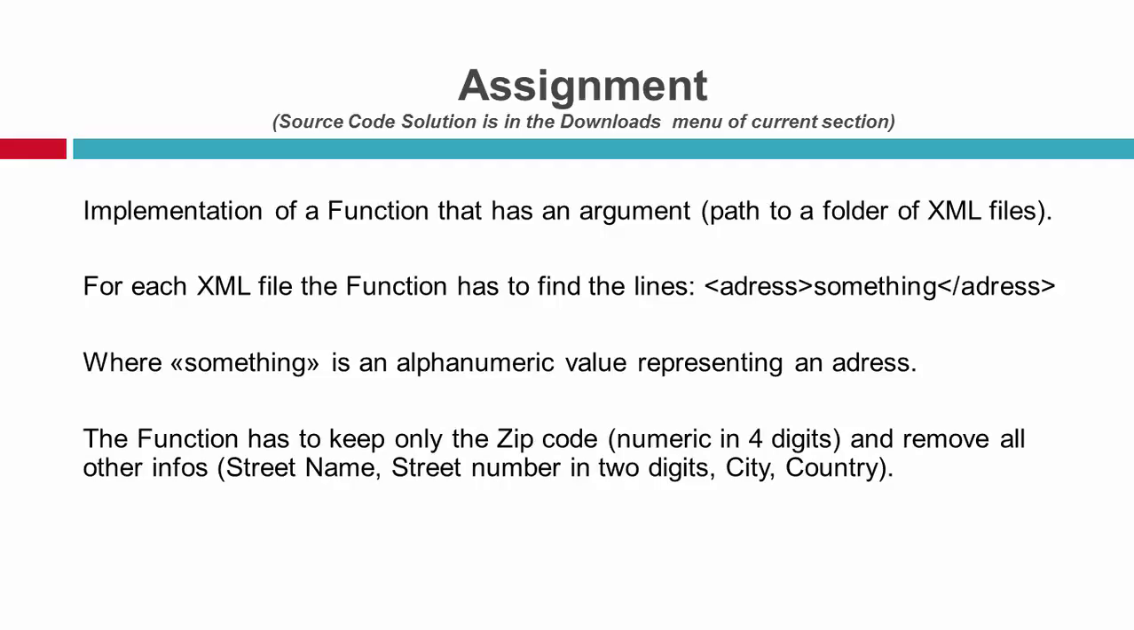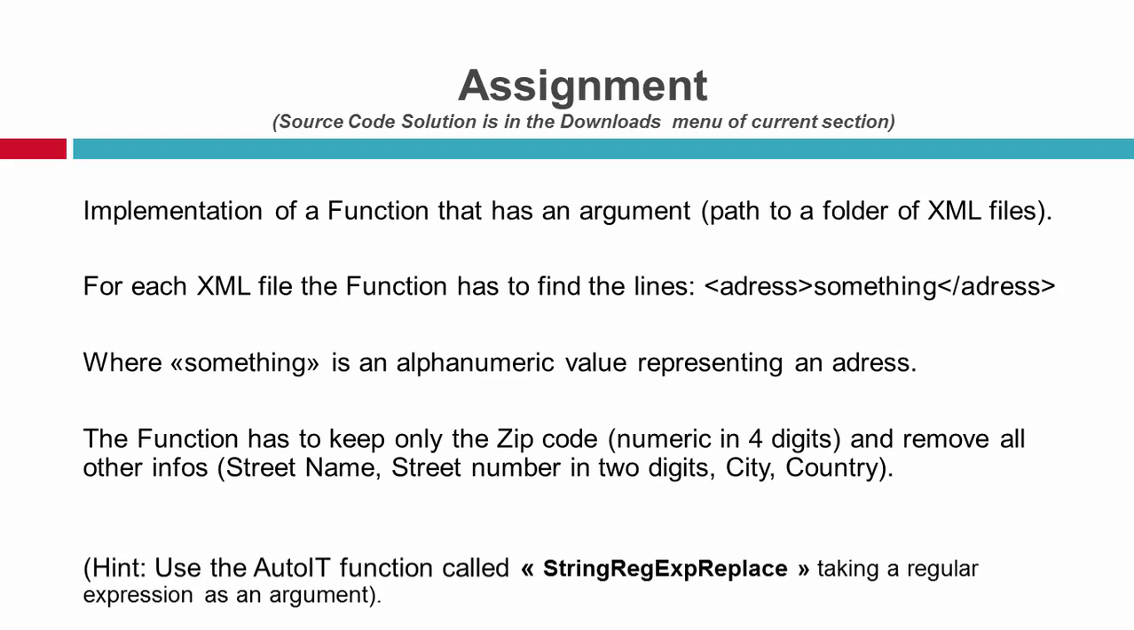So first of all, you have to implement a dataset, 1 or 2 or 3 XML files having at least one line of address plus the content of that address. That means the street name with the street number in 2 digits, city, country, and a zip code. And the idea is to keep only the zip code as output in an output folder, based on the dataset you will implement before.